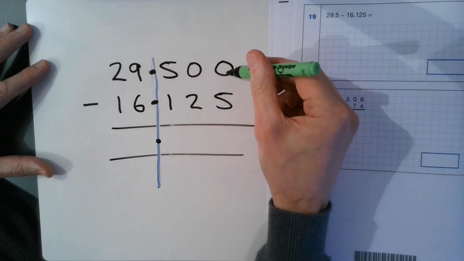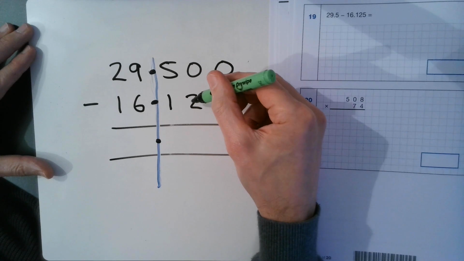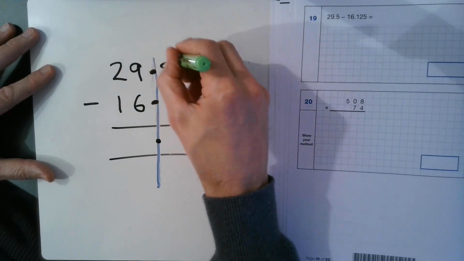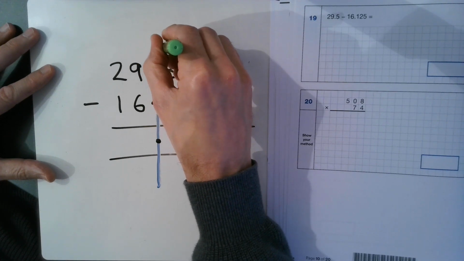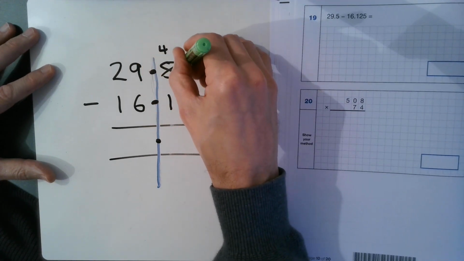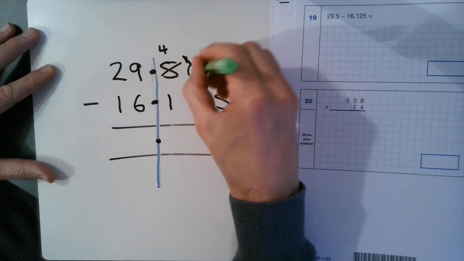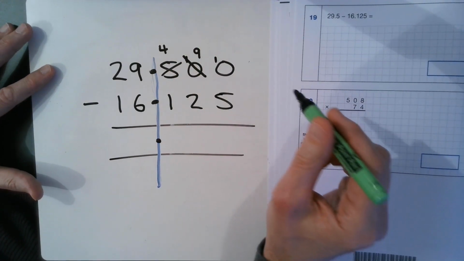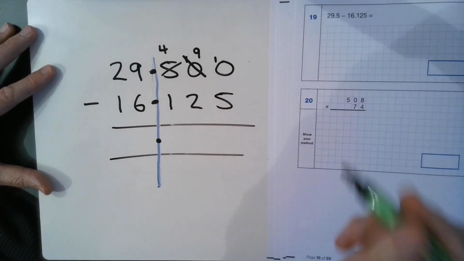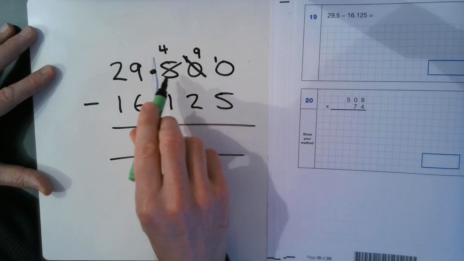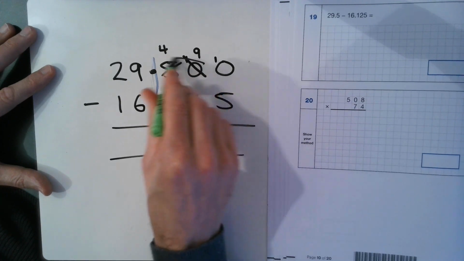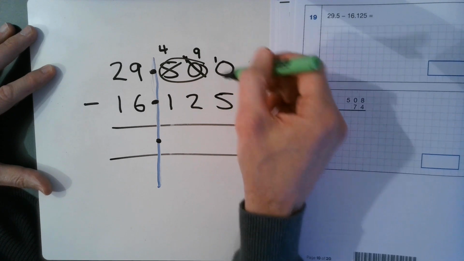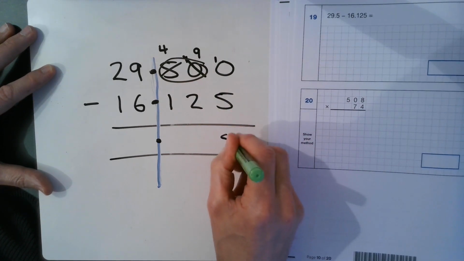So 0 take away 5, we can't do it. 0 take away 2, we can't do it. So we're going to have to go to the 5. So let's take one of those tenths. So that is just 4 tenths, one over there. And now we're going to take one of those and put it over there. Now that should make the calculation much more straightforward. You can see essentially what we've done, we had 50 there, and that's now become 49 to take one over there. So now we've got 10 take away 5, that gives us 5.